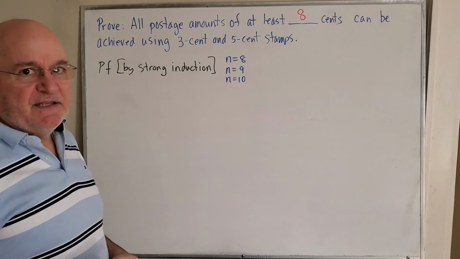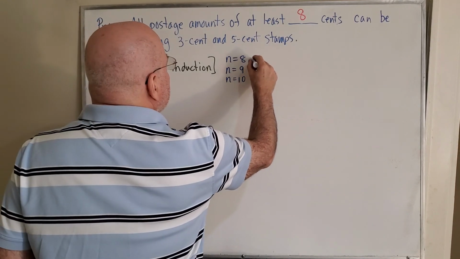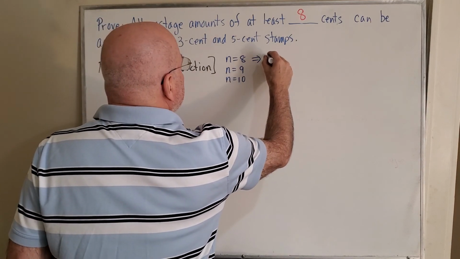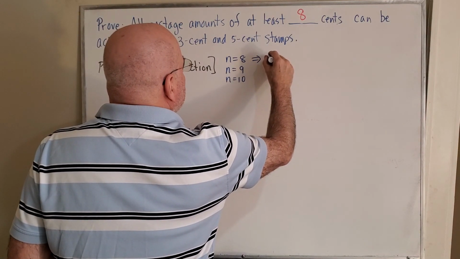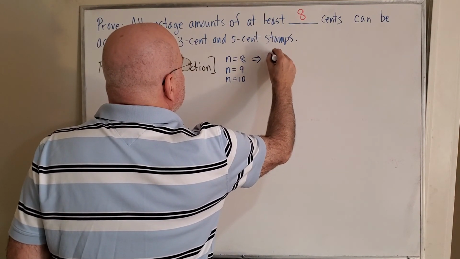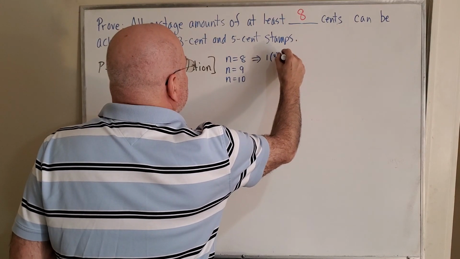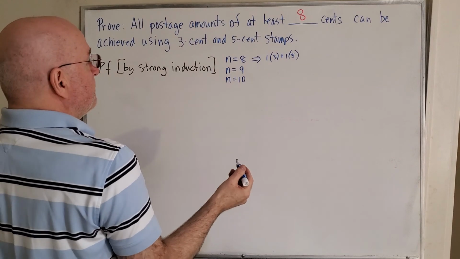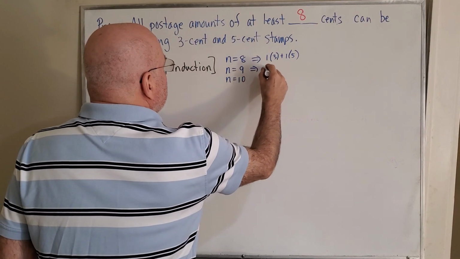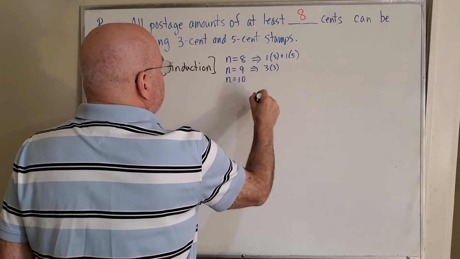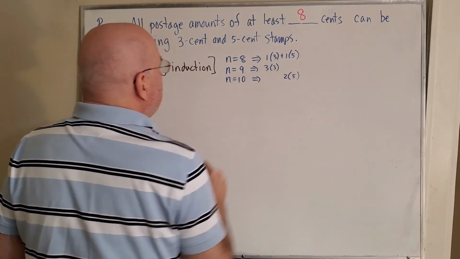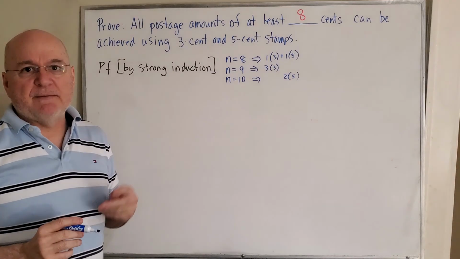We're going to show that 8 cents, what did we say 8 was? A 5 plus 3. I could even say 1 times 3 plus 1 times 5. 9 would be 3 times 3. 10 would be 2 times 5. So we proved 3 base cases.